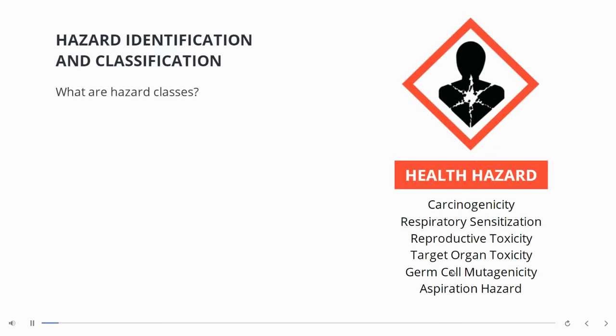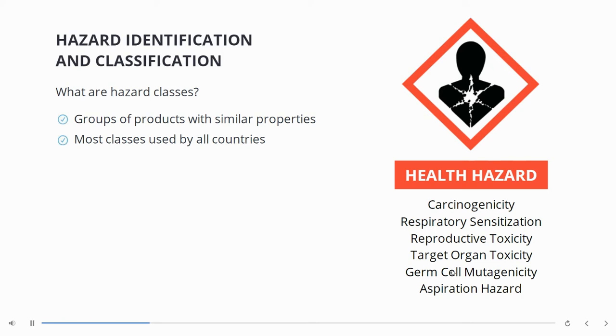What are hazard classes? Hazard classes are a way of grouping together products that have similar properties. Most of the hazard classes are common to GHS and will be used worldwide by all countries that have adopted GHS. Some hazard classes are specific to WHMIS 2015.